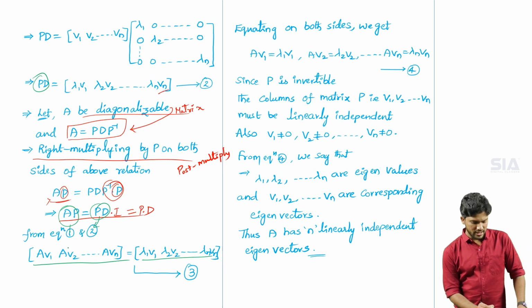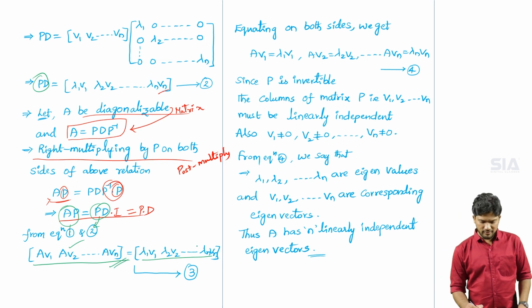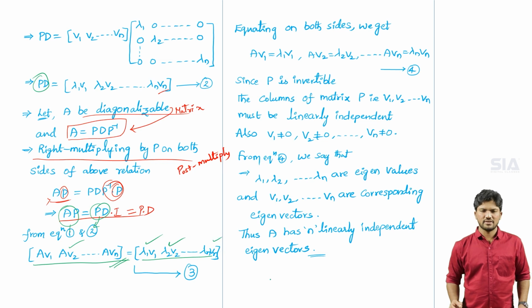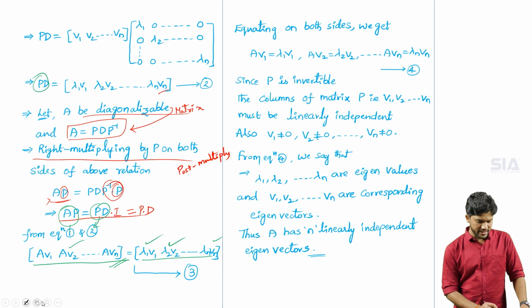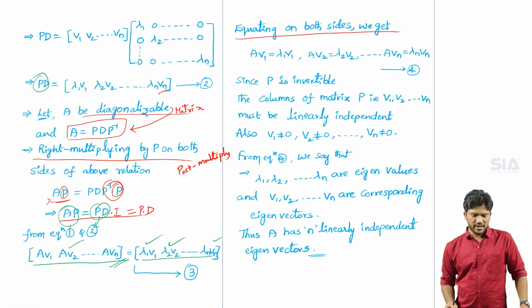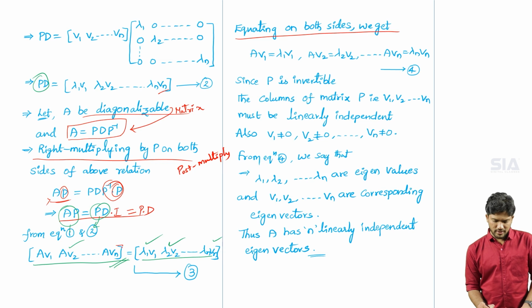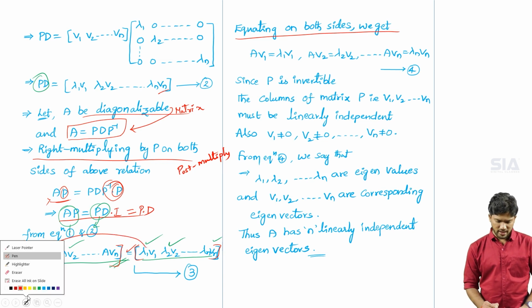Equation number 1 RHS value is A into V1, A into V2, up to A into Vn, and equation number 2 RHS is lambda 1 V1, lambda 2 V2, up to lambda n Vn. That resultant equation we take as equation number 3. Both sides are matrices with the equality symbol, so we can equate the corresponding values.